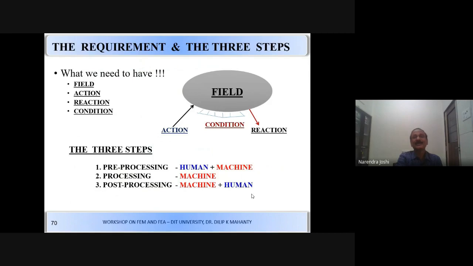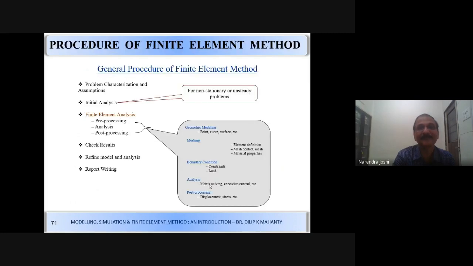So what is this? The basic three steps before we close down. The three steps are pre-processing, processing, and post-processing. In pre-processing, the human, you, is important. Processing is done by the machine, the computer. Post-processing is machine plus human. So you start the problem and you finish the problem. Your importance is very important in this. Please do not blame the system or the process. Good modeling, simulation, and finite element analysis are possible when we understand our respective areas properly.